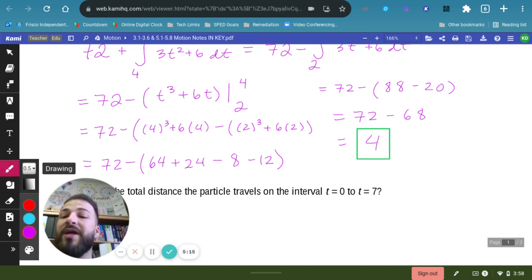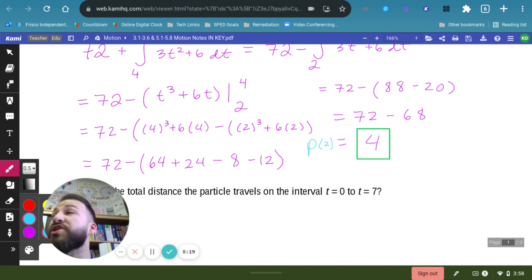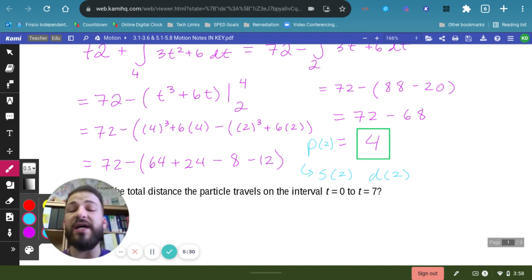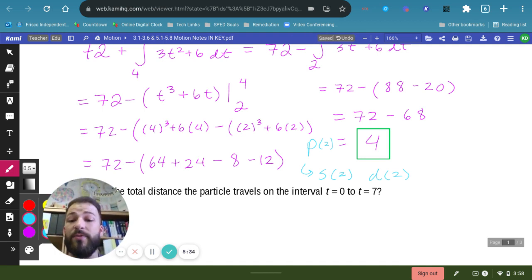We also want to make sure that we actually know what this answer is. And this is the position at 2. In these notes, they're using P. Remember, we have also used S to represent position. We've also used D to represent position. So velocity and acceleration is always V and A, but position sometimes gets a little bit more mixed around.